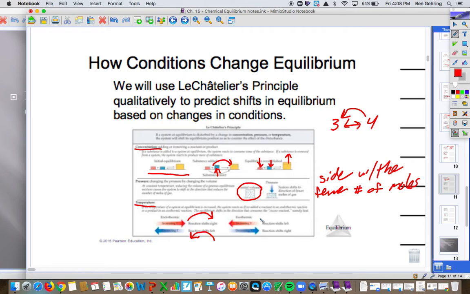And it's flipped for exothermic. So if I increase temperature on an exothermic reaction, it pushes towards the reverse reaction, the reactant side. And if I decrease the temperature, it's going to push towards the product side.